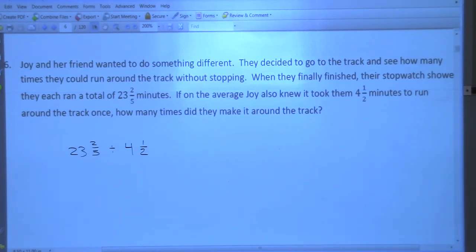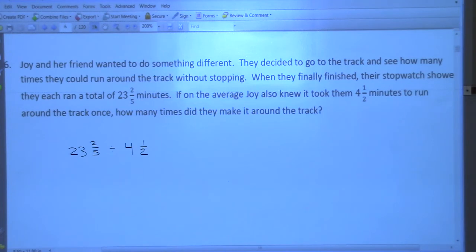Now, let's see, do you all agree with that? No? We have a disagreement? All right, so they decided to go around the track to see how many times they could run around the track without stopping, right? When they finally finished, their stopwatch showed they each ran a total of 23 and 2/5 minutes. If on the average, Joy also knew it took them 4.5 minutes to run around the track once, how many times did they make it around the track?